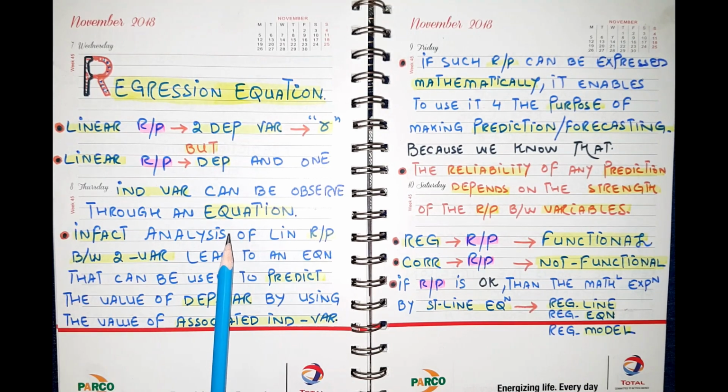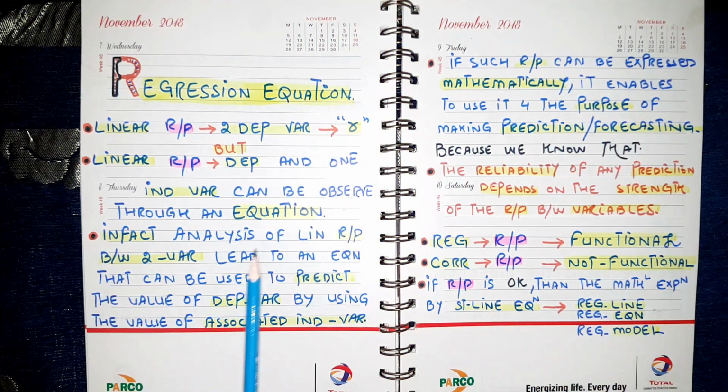I do expect that you have got the main point, why we use an equation, why we use a model. In fact, the analysis of linear relationships between two quantitative variables leads to an equation, leads to a model that can be used to predict, to estimate, to forecast the values of the dependent variable, that is output, by using the values of the associated independent variable, that is input. So the formulation of an equation, of a model, is heavily based on the analysis of correlation.